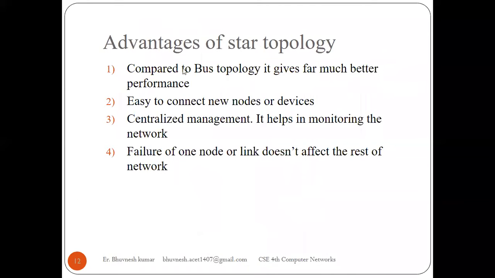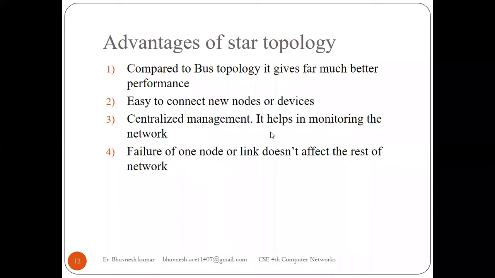Advantage of star topology: compared to bus topology, it gives far better performance, because a centralized device is used. It is easy to connect a new node or device. If there are more than 5 devices, we can use a switch, as I told you in the previous lecture. If there are less than 5 or less than 10 devices, we can use a hub. If there are more than 10, 20, 28 devices or more, then we will use a switch device.